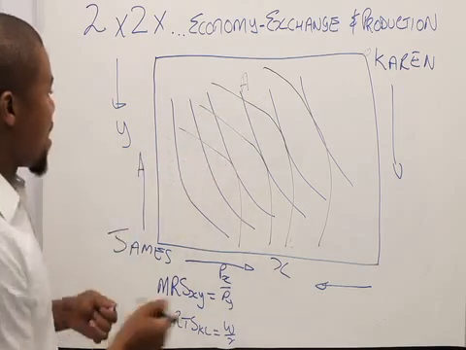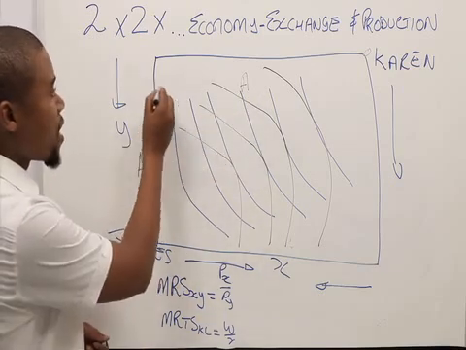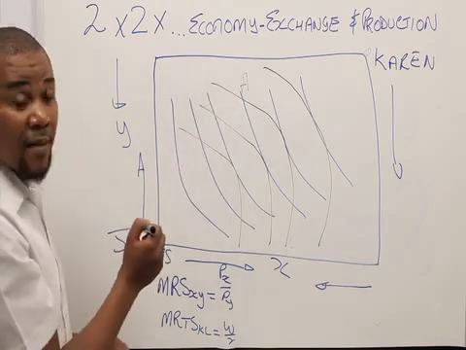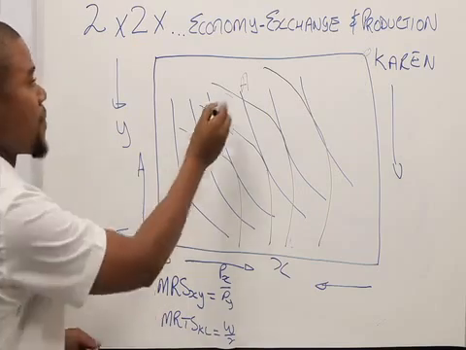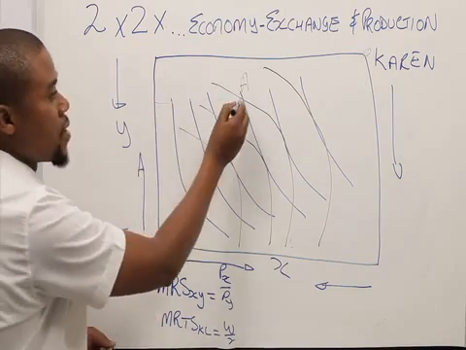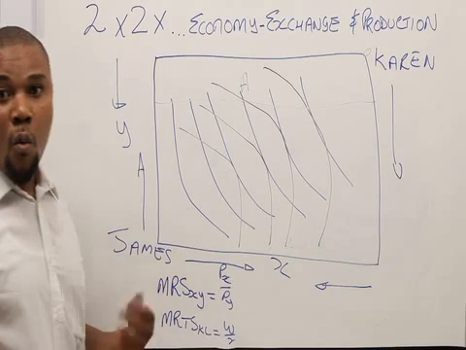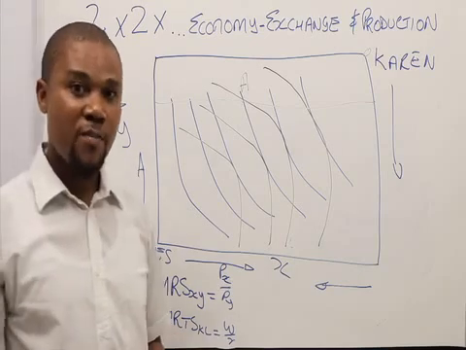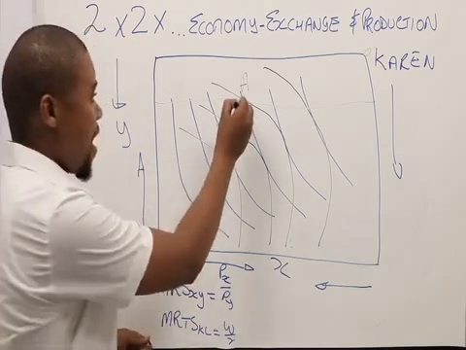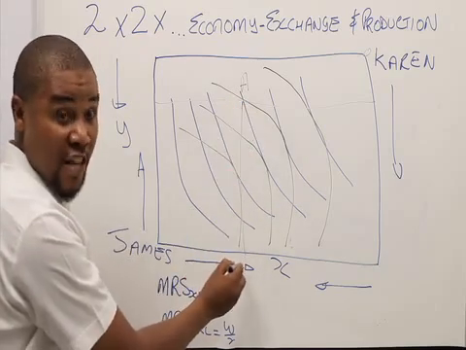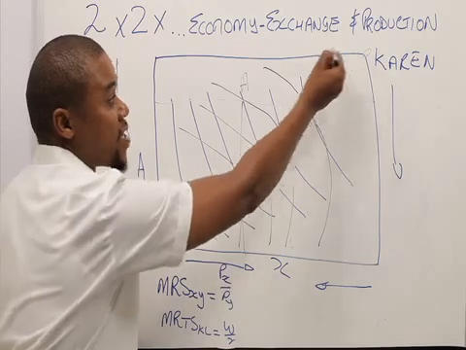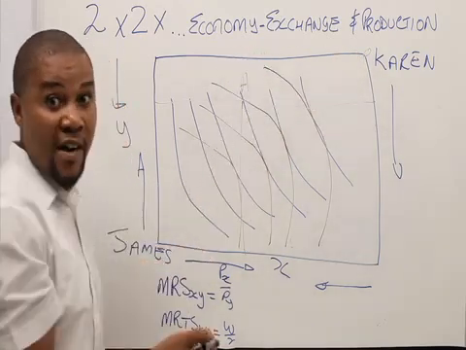At point A, James would be consuming a lot of Y, right? But Karen would be consuming just a little bit of Y, okay? So this is how the Y resource is shared between the two. At point A, James would be consuming that much X, and what is left is consumed by Karen.